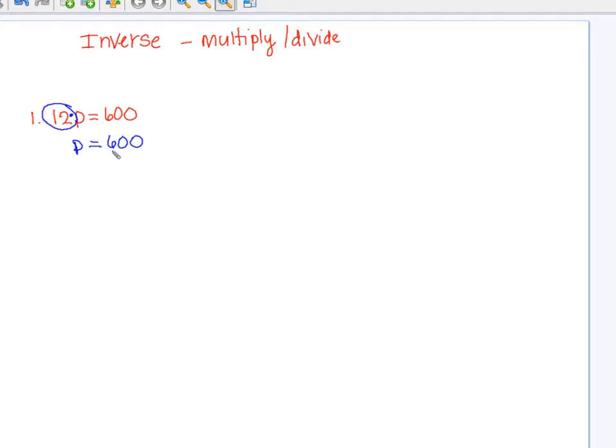600 divided by 12. And remember, the way you see it, the way you say it, is the way you put it in your calculator. So it would be 600 divided by 12. If you do it the other way around, you're going to get a decimal, and that's not the right answer. But whatever the answer is, you could then check it over here, and it should give you 600.